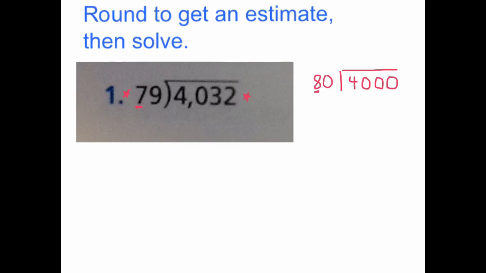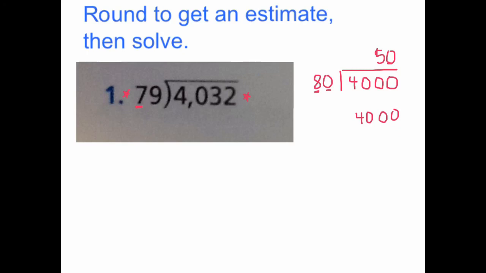Now here, I don't really need to do any work. I can use mental math. So I know that 80 times 50 would give me 4,000. Because if I took 8 times 5, that would give me 40, and then count my zeros, 1, 2 more zeros from both numbers, that would be 4,000. So in that case, I know that my quotient must be close to 50. So as I'm solving, I'll find something that's close to 50.